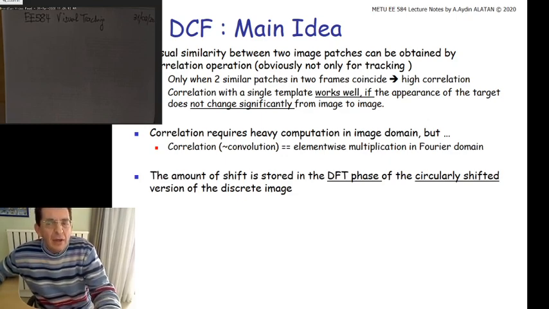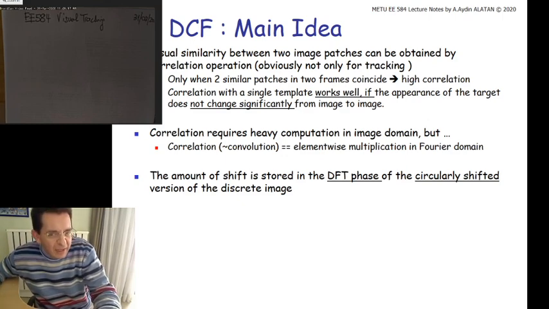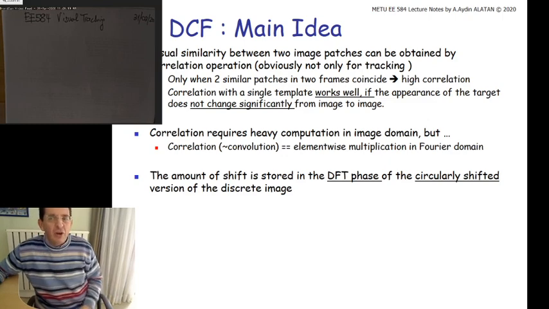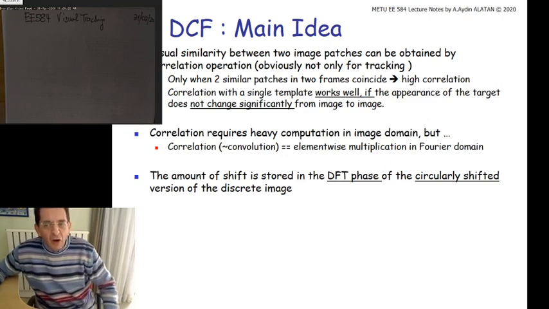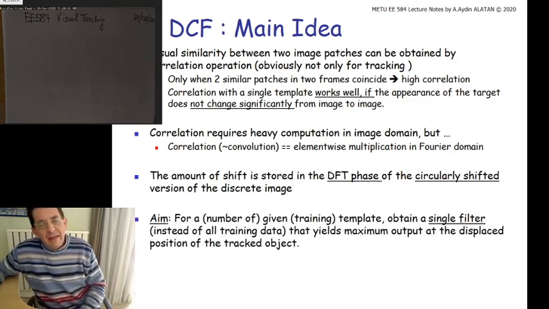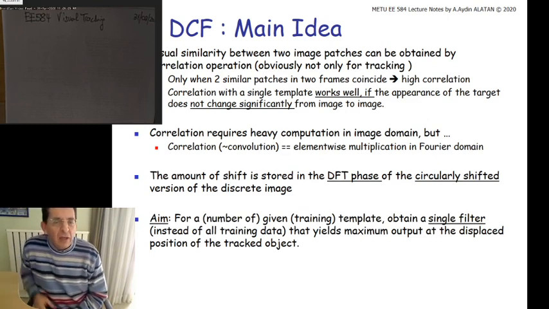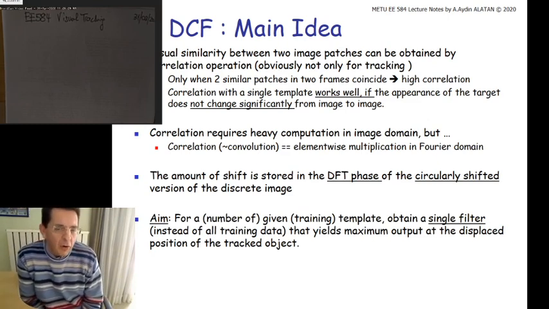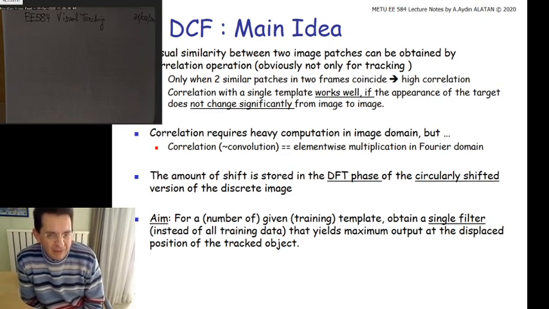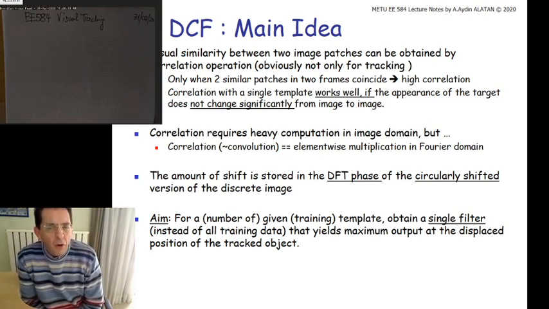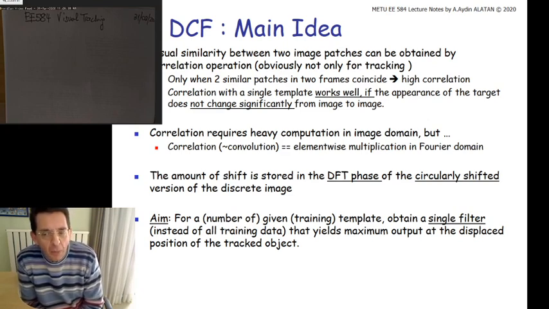But this time it is the circularly shifted version of the discrete image, because everything will be on DFT, and the DFT requires circular shift to be able to use its convolution property. Now let's write the aim. We will have a very small number of training data, training templates, maybe your past 10 frames, maybe just a single one. I'm going to obtain a single filter.